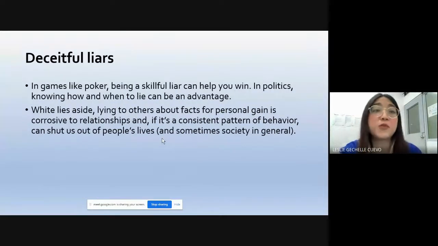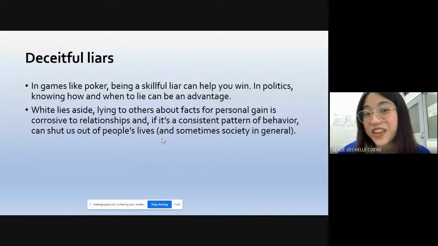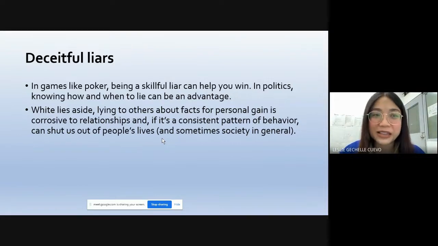Being a skillful liar can help you win. In politics, knowing how and when to lie can also be an advantage. So white lies aside, lying to others about facts for personal gain is corrosive to relationships. And if it's a consistent pattern of behavior, can shut us out of people's lives. Kaya nga, di ba, yung ibang tao, ayaw nila sa mga taong prangka. Kasi kapag prangka, honest yun eh, hindi lang talaga maganda ang pagkakadeliver, pero sasabihin niya yung totoo, yung tingin niyang totoo. Pangit na ba ng damit mo? Para kang tanga. Yung mga ganon. Pero, yung mga ganon tao, hindi natin gusto kasi nga, they tell us the truth. They tell us things we don't want to hear.